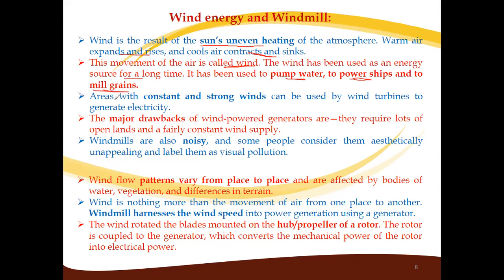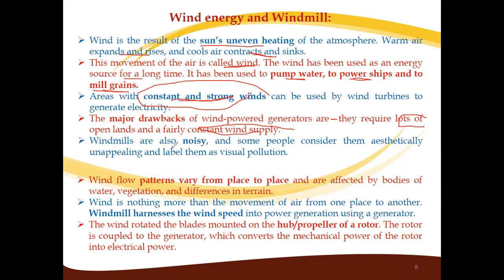Wind energy requires an area with constant and strong winds that can be used by wind turbines to generate electricity. If we have to generate electricity, we require constant and strong winds. So the major drawbacks of these wind power generators are that they require lots of open land and a fairly constant supply of wind. That is the main requirement of this windmill or wind power plant.